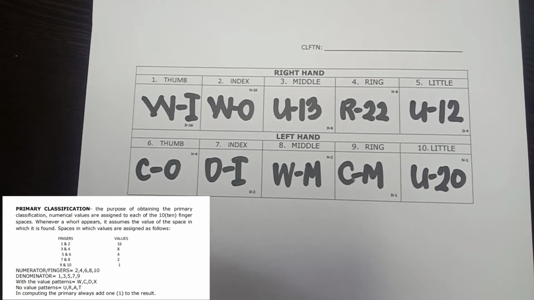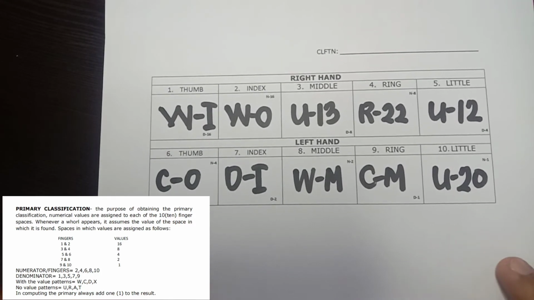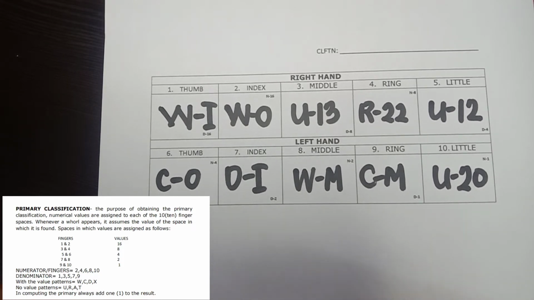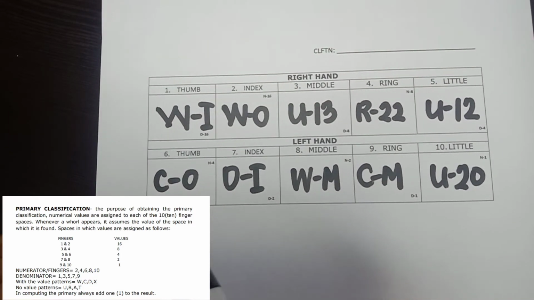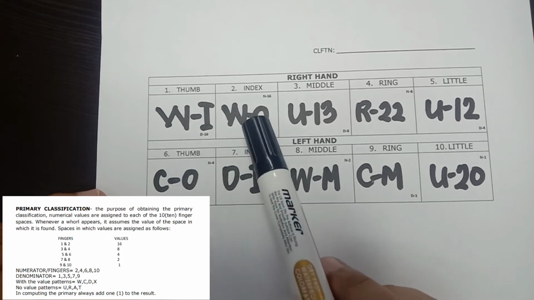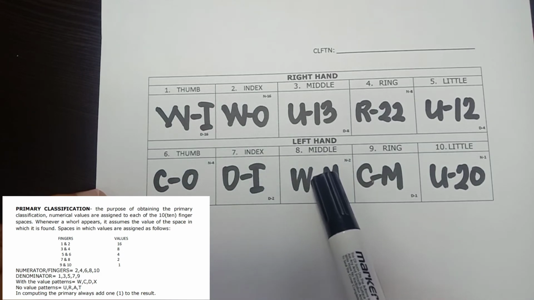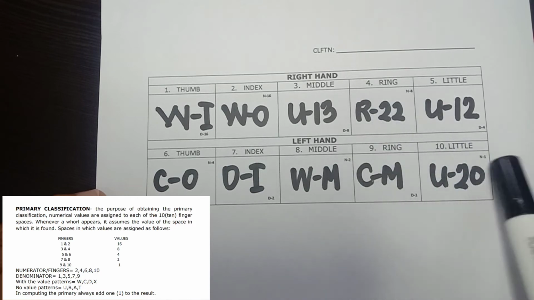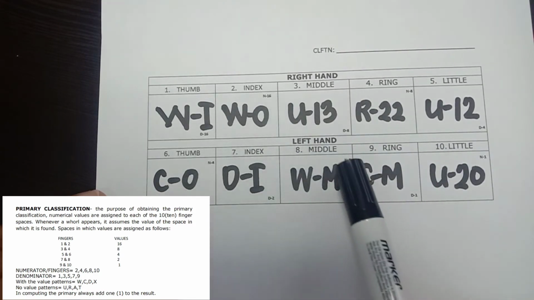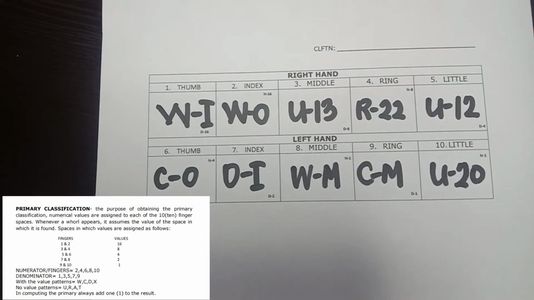We must not forget that there is a rule in primary that whatever the computation result from the numerator and denominator, we must always add 1. We will compute the numerator side first. Again, we will only apply the value of the whirl pattern. Since the patterns of fingers 6, 2, and 8 are whirl patterns, we will apply the value. But for 4 and 10, since these are not whirl patterns, we will not include the value. So 4 plus 16 plus 2 equals 22.